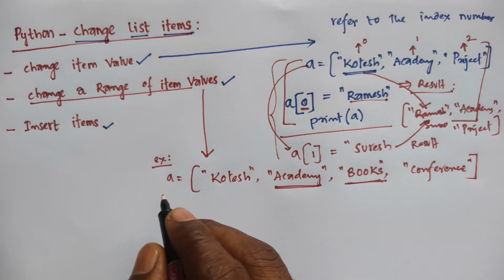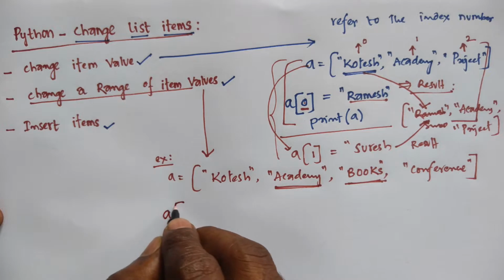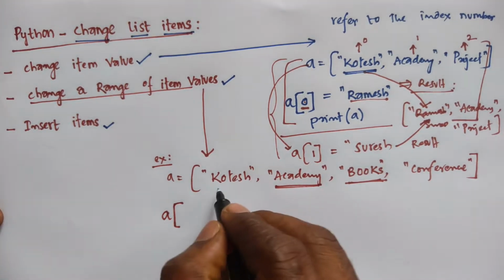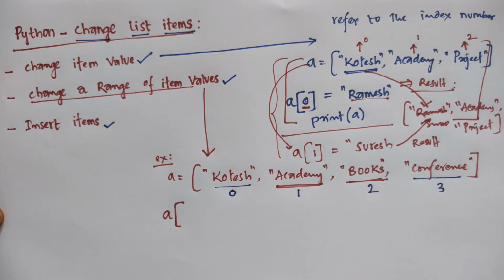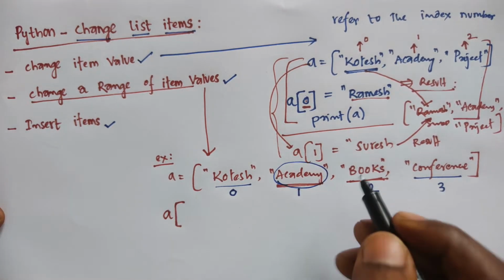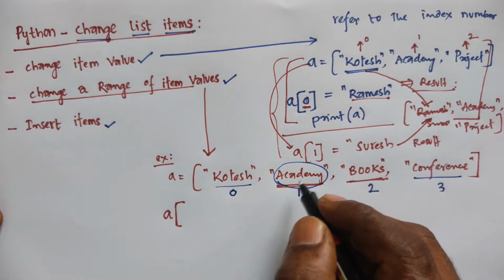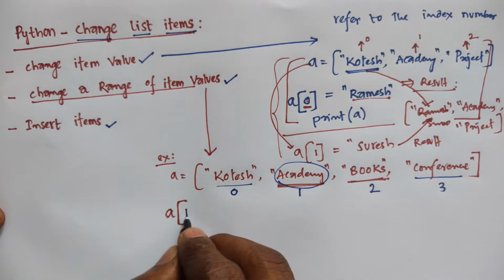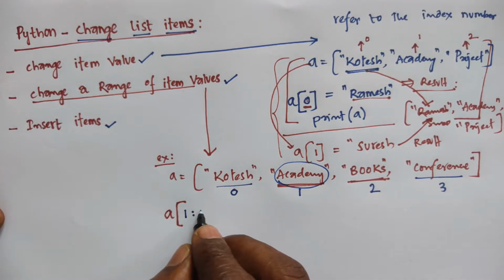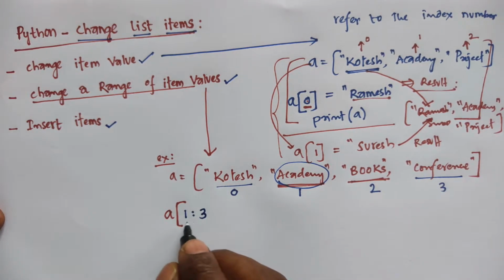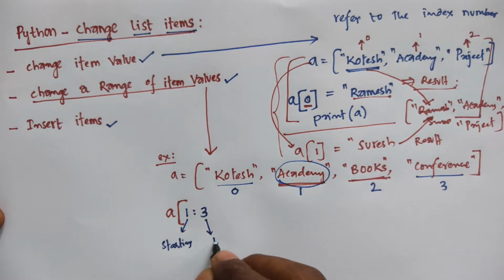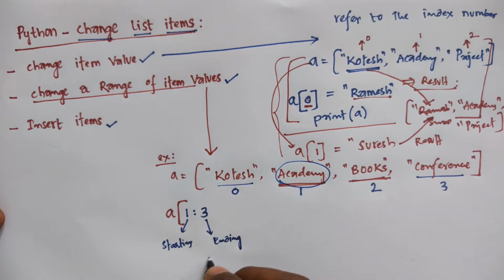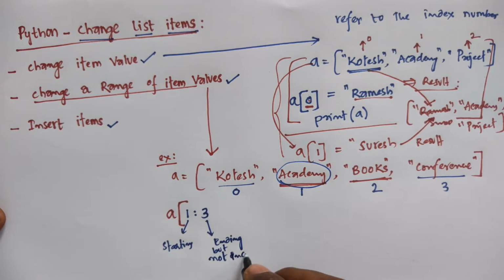So first of all, you have to take the position of that A in square brackets. What is the position of this Kotesh? Kotesh position is 0, then 1, 2, and this position is 3. Now I have to replace: Kotesh is replaced by academy, which is replaced by project. So at this moment you can take 1 to 3. Here, this is the actual starting index, but this is the ending index, which is not included.